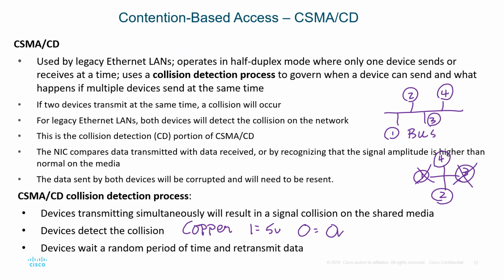That would be a collision. So each device would detect the collision. Now, again, just like we got out of our car, we took our insurance paper, we exchanged with our neighbors, they also do the same type of thing. What they do is the devices notice the collision, and they wait a random period of time before they will try to retransmit, even though they were not in the accident or the collision.